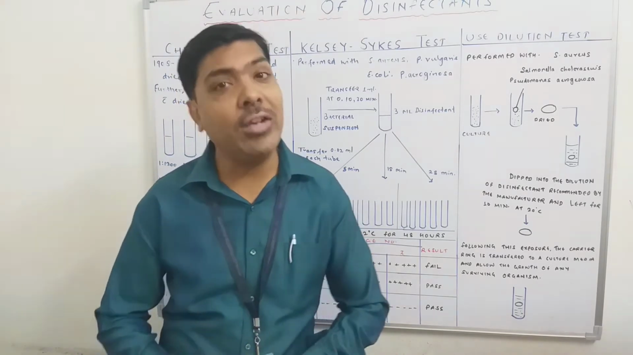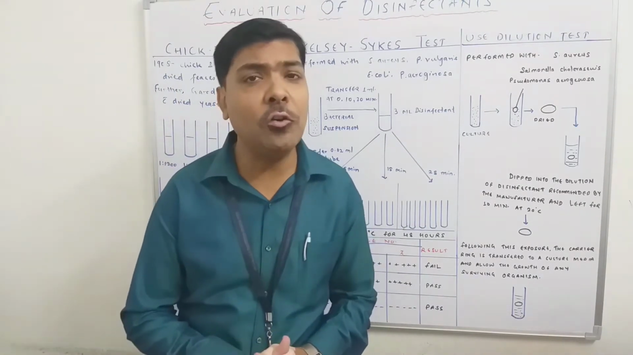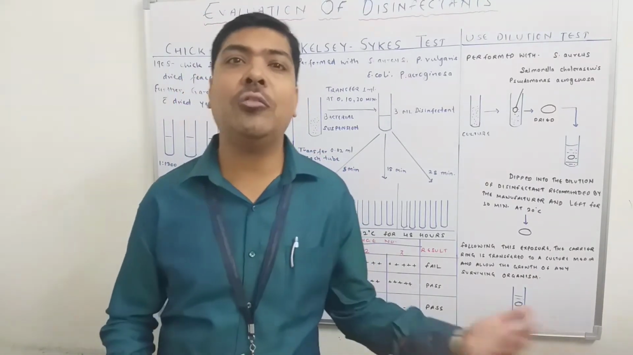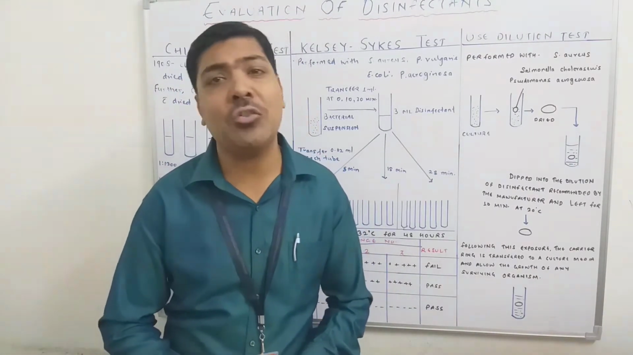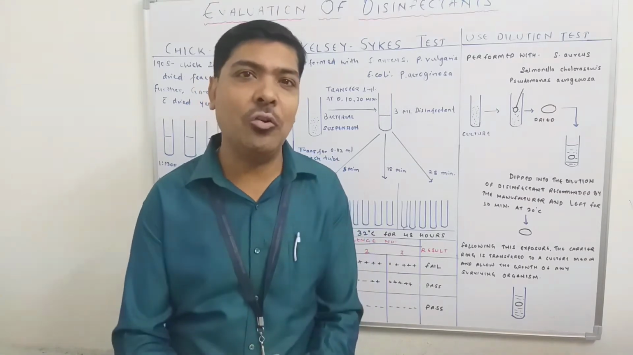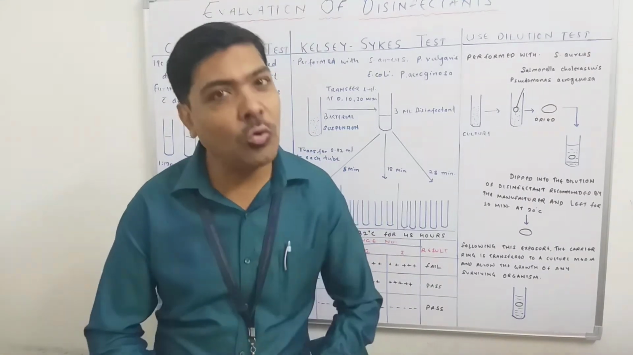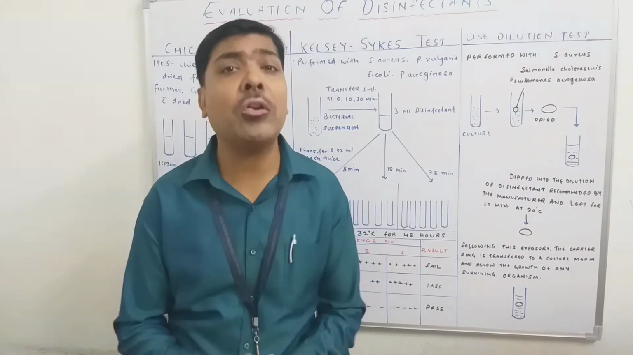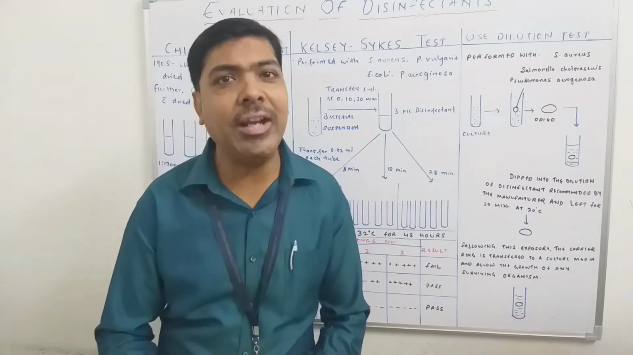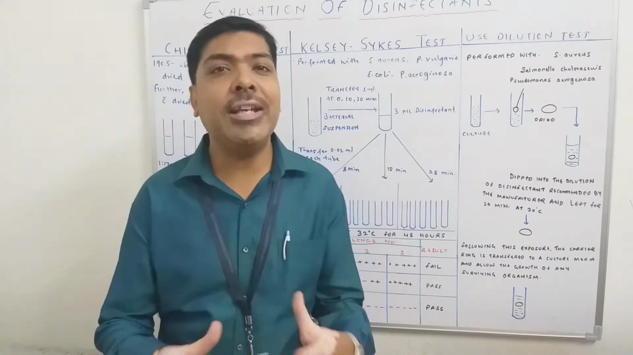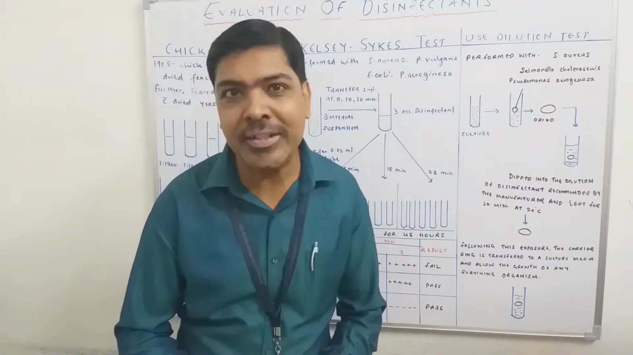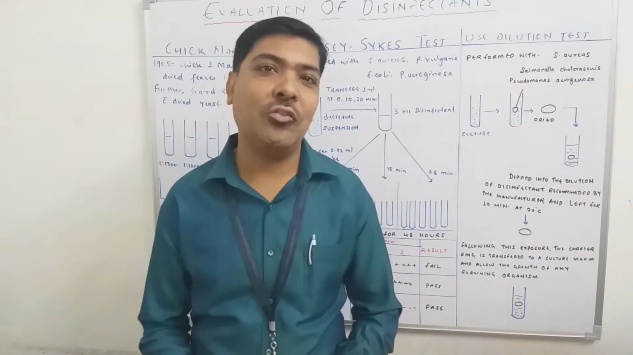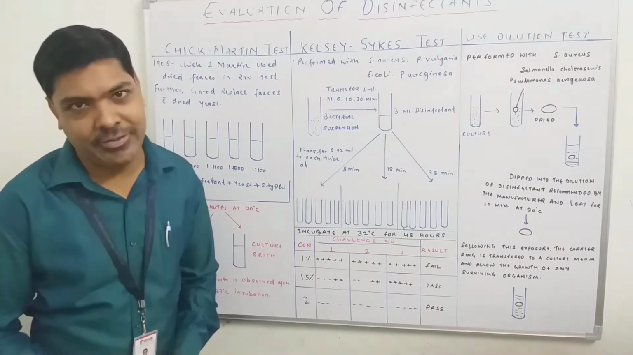Again, if growth is available, it is a positive tube, and then definitely we can say that in the presence of the organic matter at that particular concentration, the disinfectant does not have the ability to kill the microorganism. And if no growth is observed at a particular concentration, then it is our result that our disinfectant at this particular concentration has the ability to kill the microorganism even in the presence of the organic matter. So this test is actually called the Chick-Martin test.